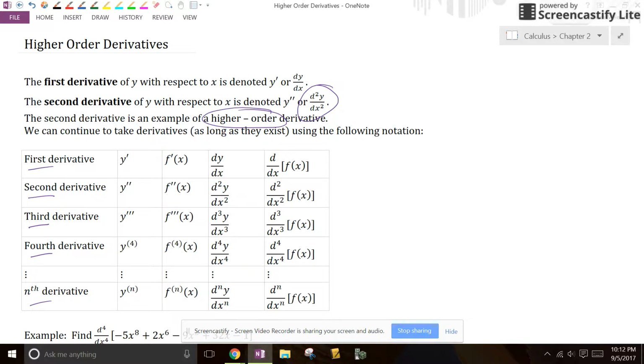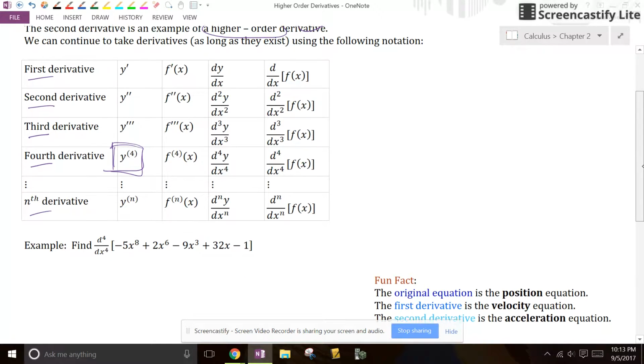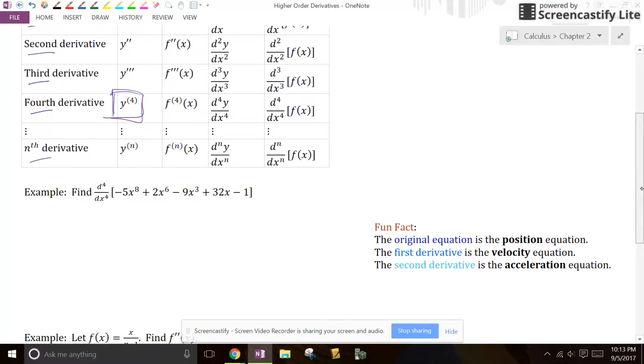But each one of those has its own notation. You can see double primes and triple primes. And then we switch to these parenthesis fours, so that it doesn't look like an exponent, so people know this person means take the fourth derivative. They don't mean y to the fourth power. Make sure you get used to that notation. I don't know which one you're going to see, so get comfortable with them all, and I'll try to jump around in all the different forms.